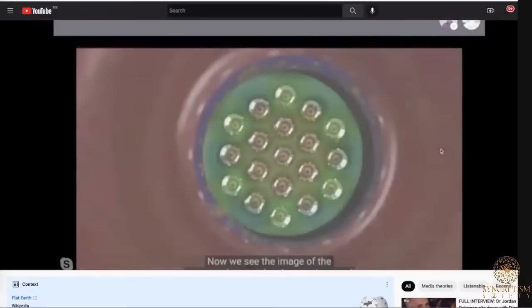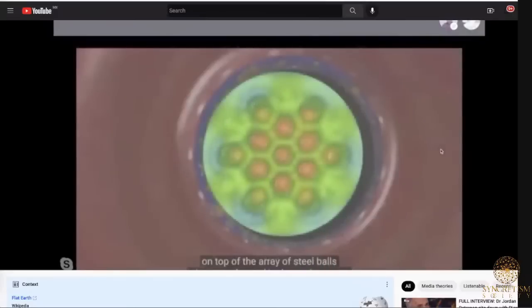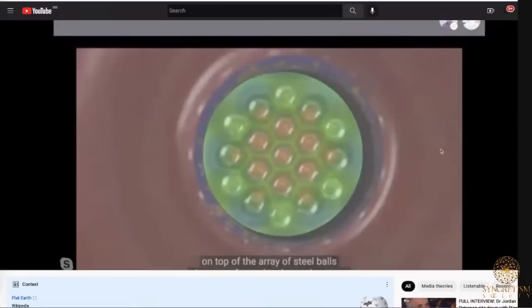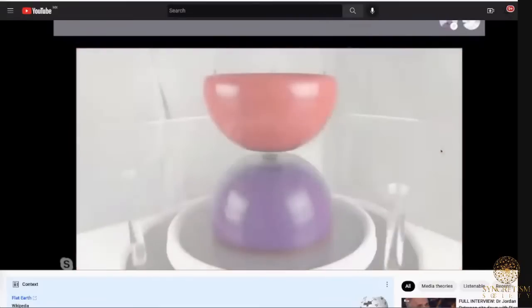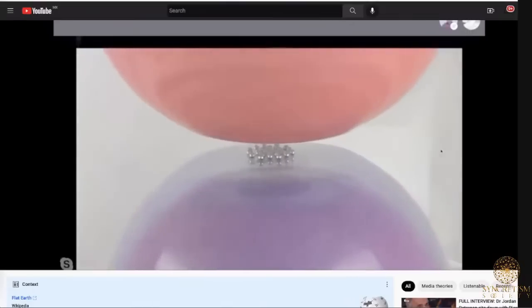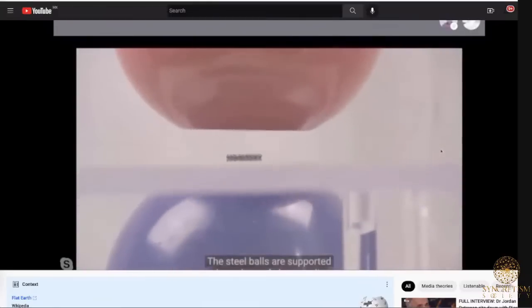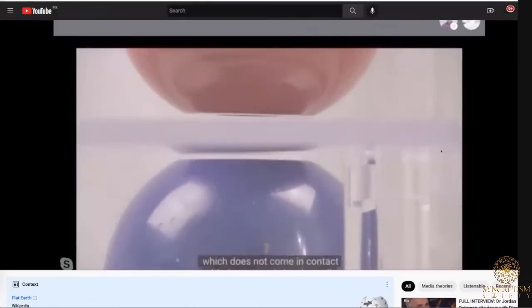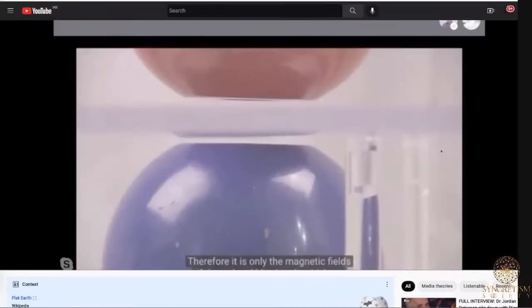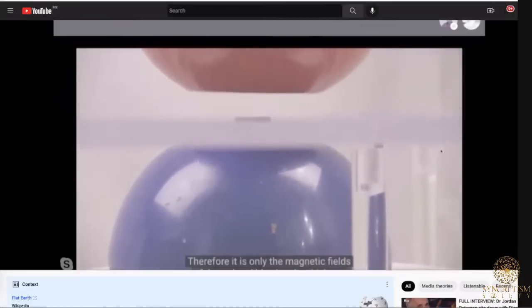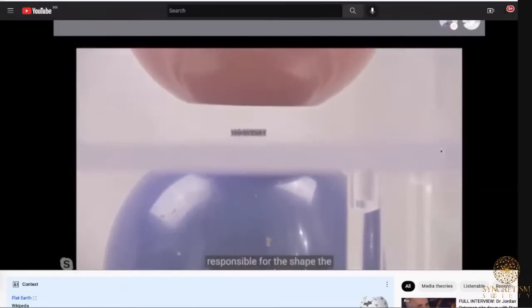Now we see the image of the nanographene molecule superimposed on top of the array of steel balls that were formed in the nucleus area of the bowl-shaped magnetic fields. The steel balls are supported by a sheet of clear acrylic, which does not come in contact with the magnetic poles at all. Therefore, it is only the magnetic fields of the red and blue balls which are responsible for the shape of the patterns we observe here.